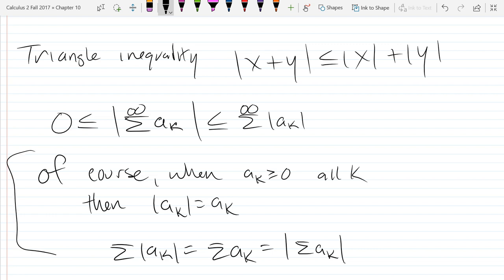So pretty much almost all the series we looked at before were positive. So they fell under this category. We didn't need to worry about them being negative at all. And a lot of the other tests require your terms to be positive anyways. In fact, the ratio test requires them to not even be zero, not just positive.